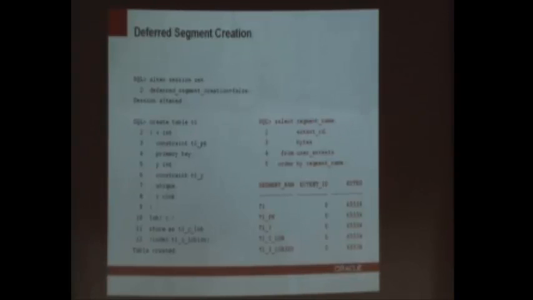If I turn this feature on, I set deferred segment creation equal true, and I create a second table and rerun that query, I don't see any change in user extents. I just have the ones from T1 still, because we haven't put anything in the table. And until we actually insert a record in that table, so I insert a record populating that first row, that's what triggered the extent creation. So the act of putting data in the table does this.